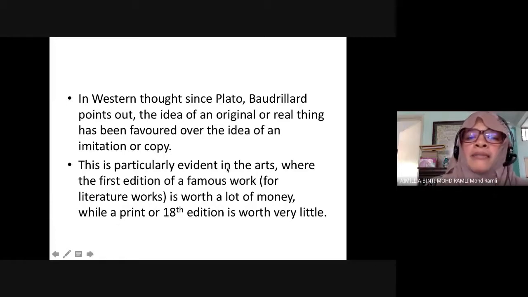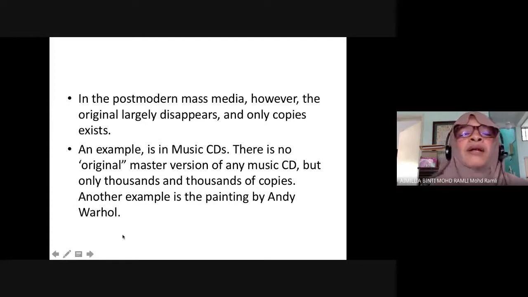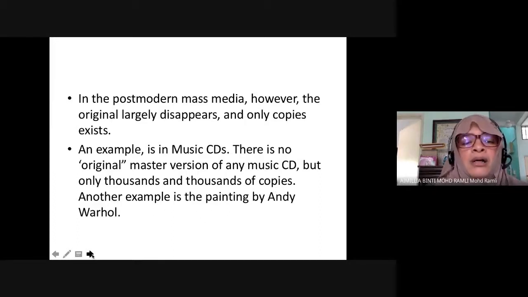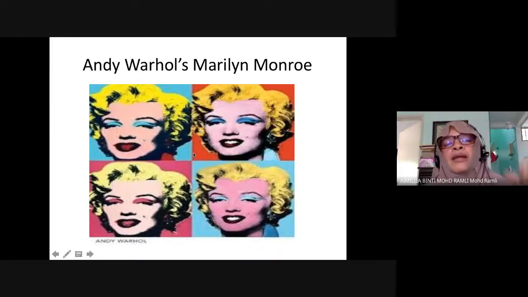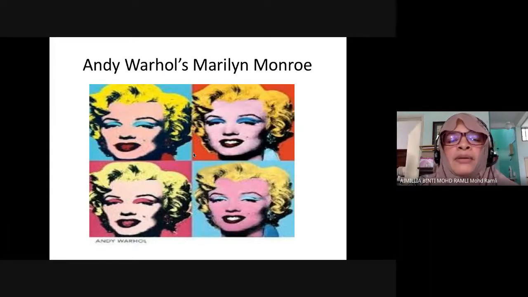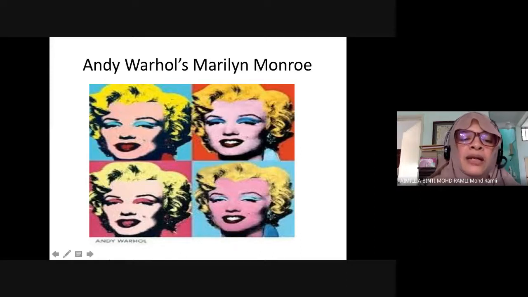Okay, especially important here is the first edition of famous works like literary works. The first edition is always more expensive than the following editions. Now, in postmodernism mass media, however, the original largely disappears and only copies exist. An example is in music CDs. There is no original master version of any music CD, but only thousands and thousands of copies. Another example is the painting by Andy Warhol. You see this painting of Marilyn Monroe. Yeah? There is no original painting that actually produced Marilyn's picture like this one. It's just a photocopy. It's made by printing. There is no original to this.